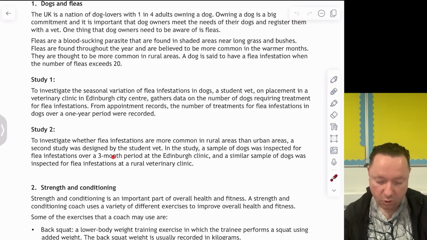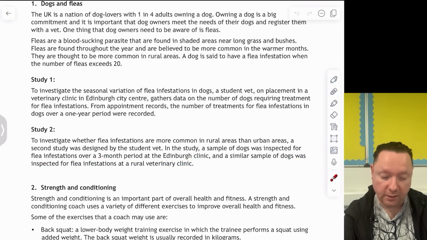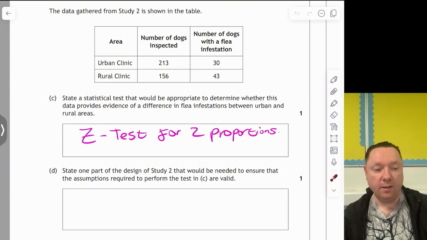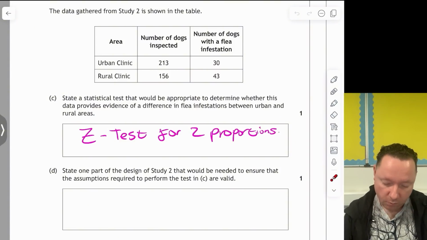Let's have a look at study 2. In another study, a sample of dogs was inspected for flea infestations over a 3-month period at an Edinburgh clinic, and a similar sample was inspected at a rural veterinary clinic. So the 2 different places, that's excellent. State 1 part of the design of study 2 that would need to be valid to make sure the tests are valid. Well, make sure it's a random sample of dogs. So samples chosen randomly.